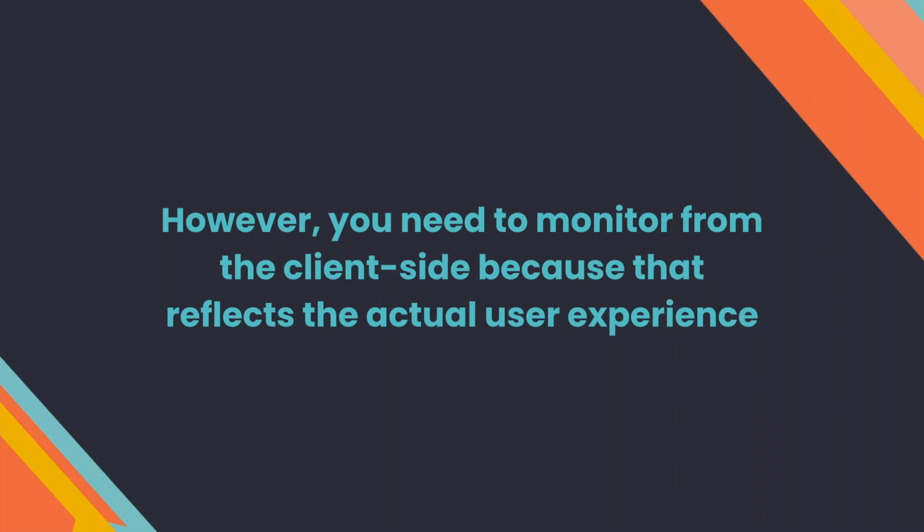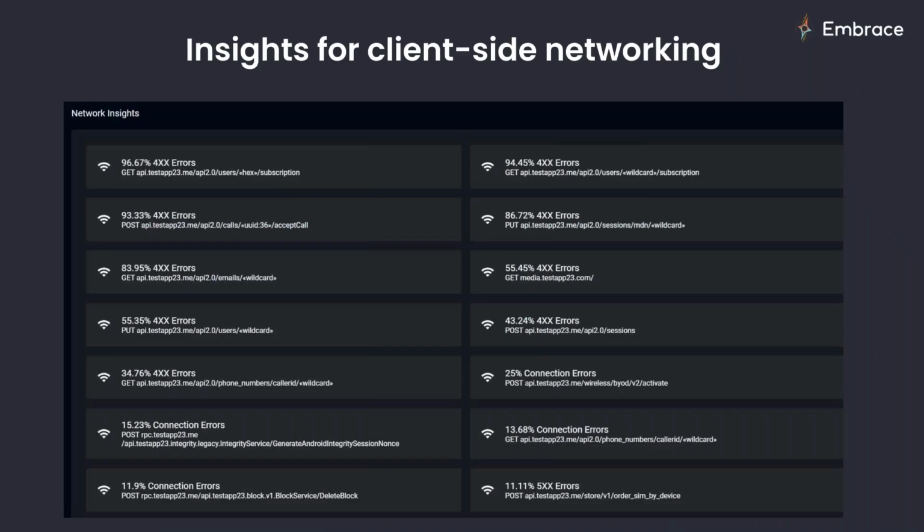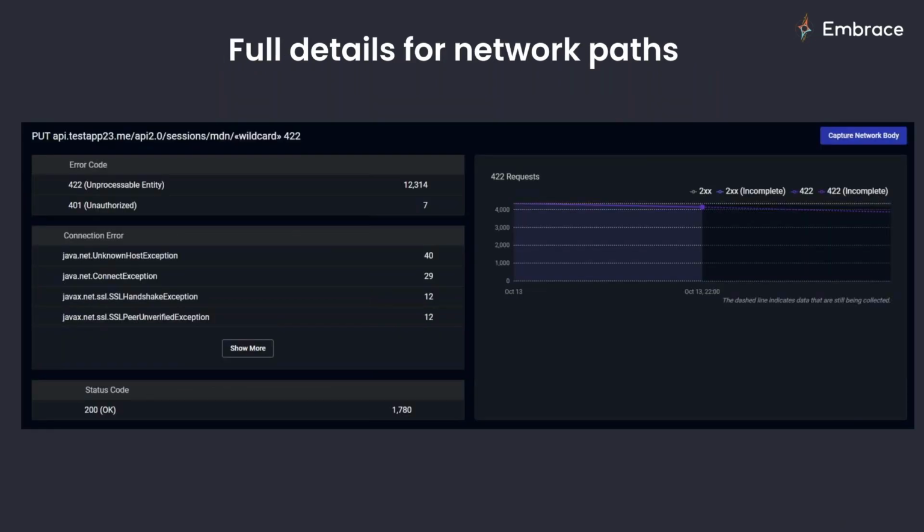Let's see what type of visibility your client-side network monitoring should provide, because you need to monitor from the client side because that reflects the actual user experience. At minimum, your mobile monitoring solution should highlight problematic endpoints. That way you have a single place to spot issues like 400s and 500s and connection errors and various slowdowns. Endpoints will frequently have many kinds of errors. So it's most helpful to see which type of errors occur the most frequently.